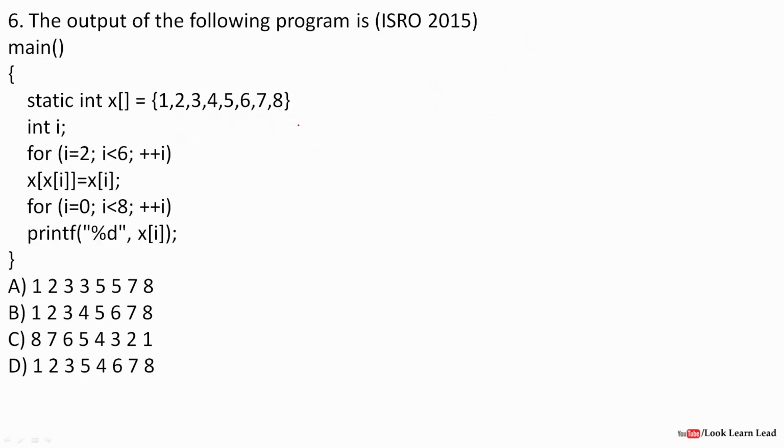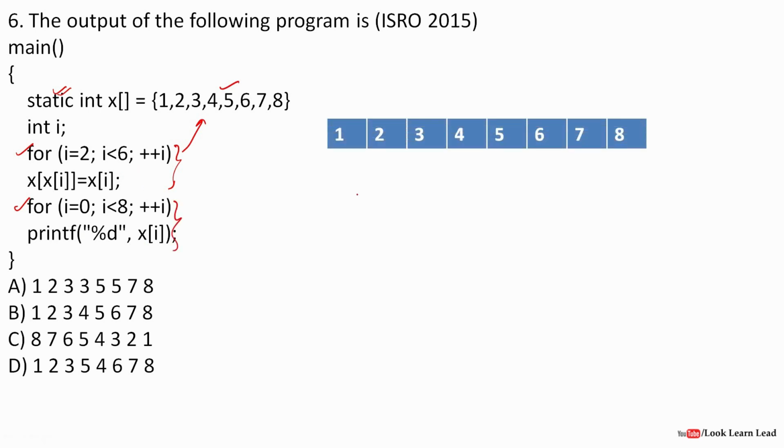Okay, next question. In this question, we have been given an array, and it has been declared as static, and we have been given 2 loops, the first one and the second one. In the first one, there is some logic which would make some changes to this array. In the second one, it is just printing the array. So we would see the logic from the first one only. Okay, this is our array, and we have the index 1 2 3. I'll write it like this only.